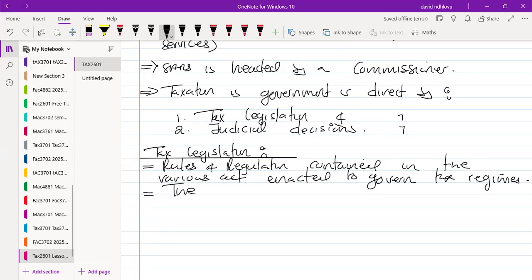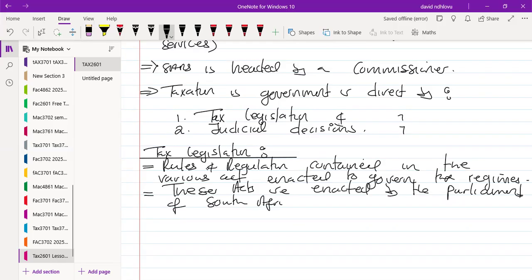Right, these acts are enacted by the parliament of South Africa, and hence are part of law. Remember, the laws of the country are designed in the parliament.